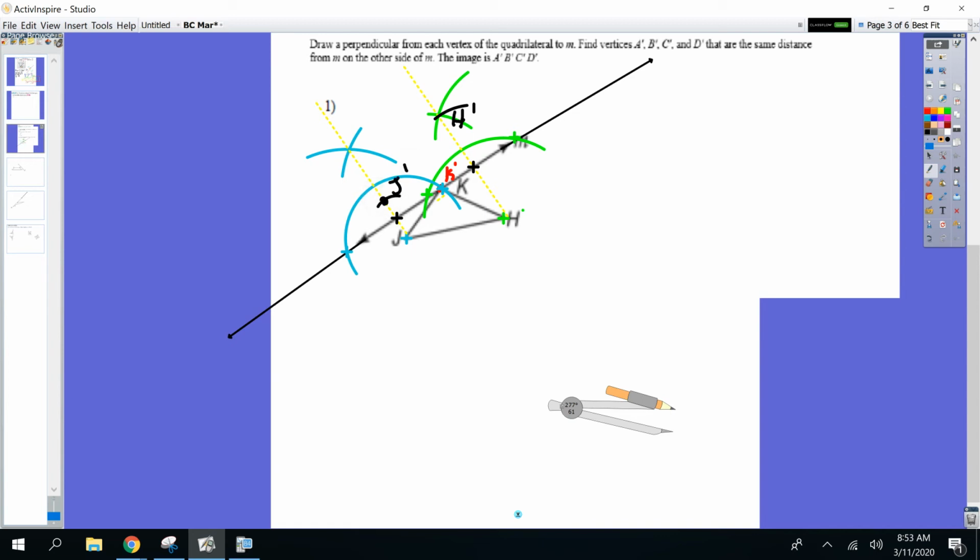And then, when you're ready, connect them. Go ahead and connect them when you're ready.